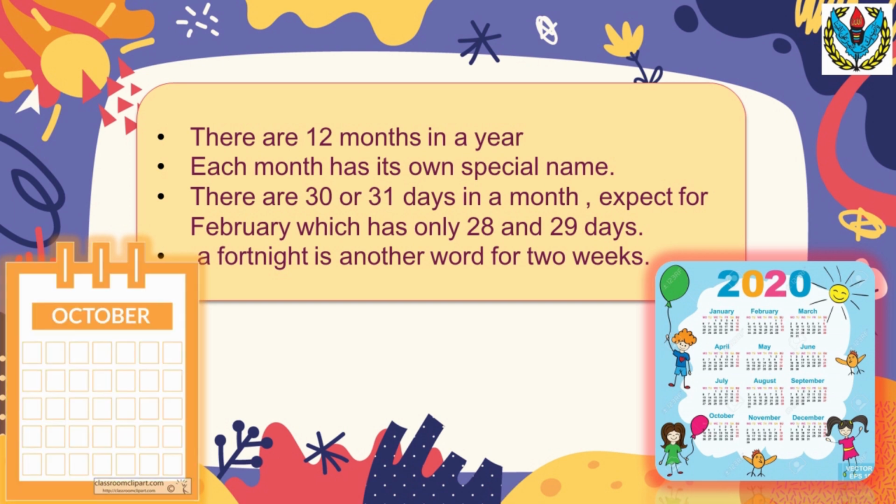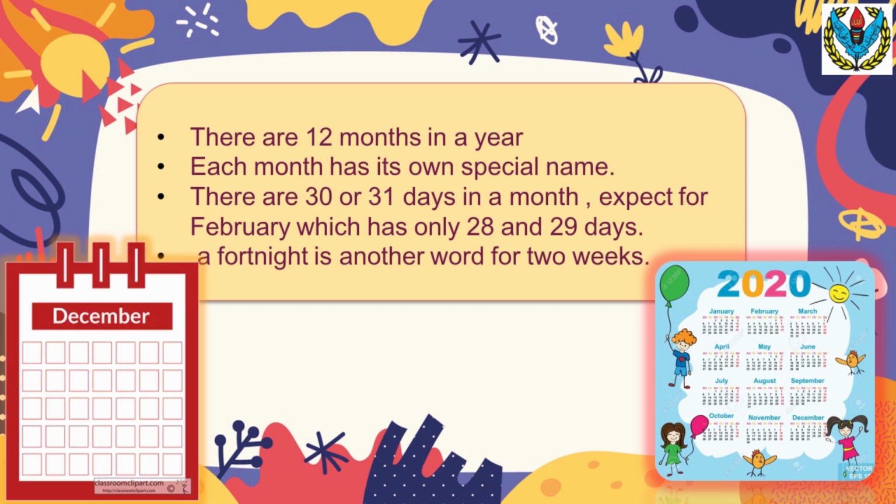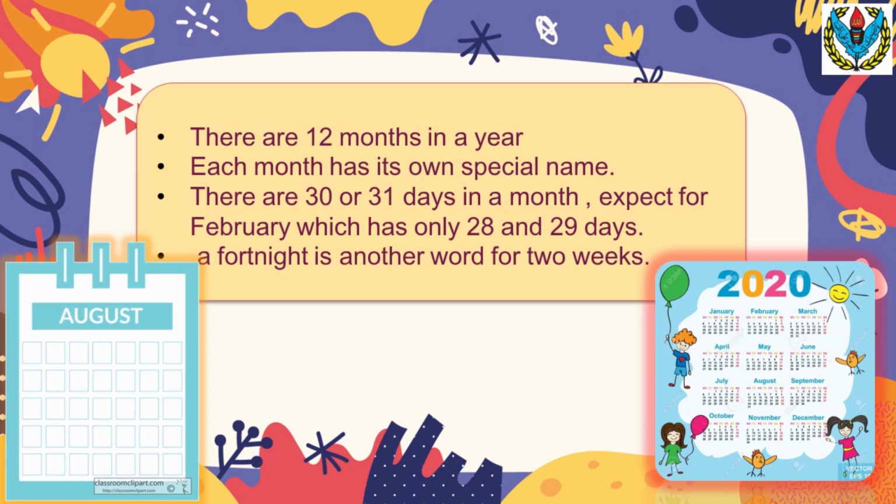Next, each month has its own special name. आपको मालूम है ना कि हर महीने का एक अपना नाम होता है जिसमें से कुछ के 30 डेज होते हैं और कुछ के 31 डेज होते हैं, सिर्फ फरवरी के अलावा, क्योंकि फरवरी एक खास महीना है जिसमें 28 और 29 डेज होते हैं.